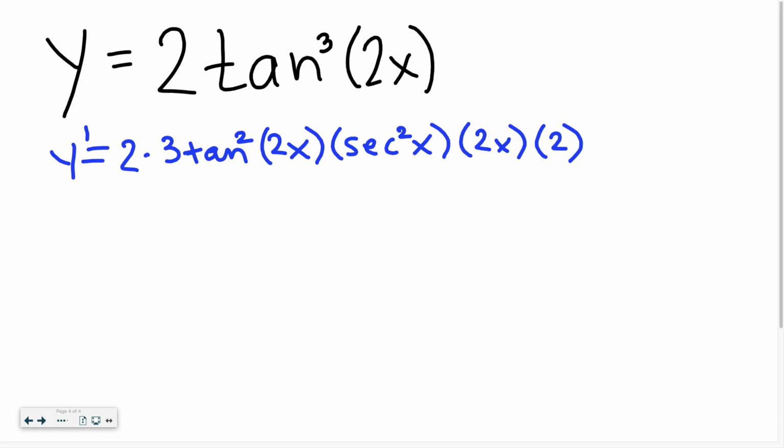Okay, Yovana, stay up there. Yovana's gonna talk through her work. Okay, so I took this because it's the k, the constant, so I put it on the outside. And then since the cubed is the outermost function, I put it in front and then I lowered the power and kept the inside, and then I took the derivative of tangent, which is secant, and then I kept the inside, and then you do the derivative of the inside.